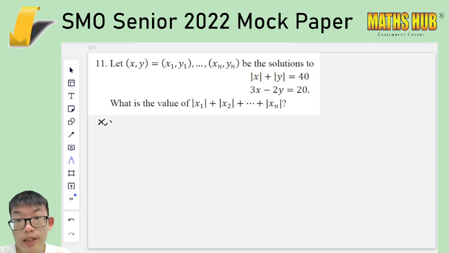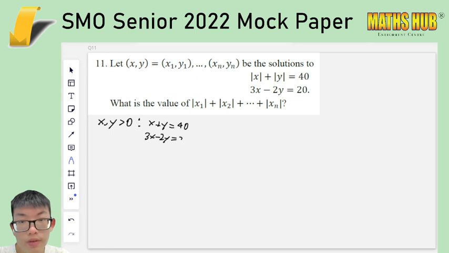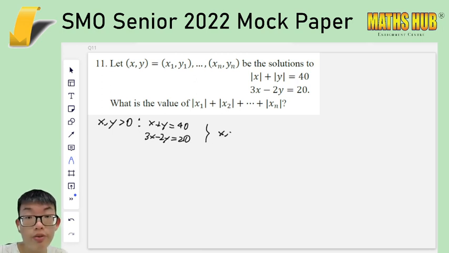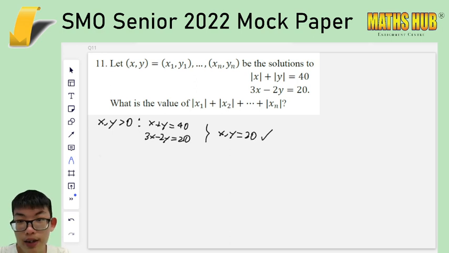If x and y are positive, then these are the simultaneous equations. So we can add 2 times the first equation to the second equation, cancel it off to eliminate y, and we would get 5x equals 100, and x and y turned out to be both 20. This is certainly an actual solution because they are both more than 0, so we have found one solution.